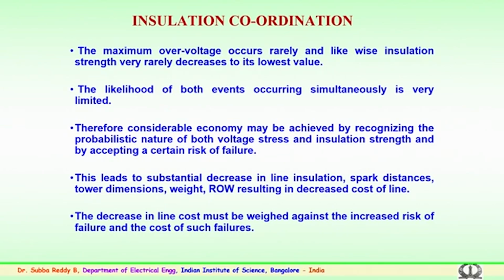So, this leads to a substantial decrease in the line insulation if you properly design and take care of the parameters, particularly the spark distances, the dimensions of the tower, and the weight of the entire insulator string consisting of the conductors, accessories, corona control links and so on. Then the clearances of the right of way, resulting in a decreased cost of the line. So, proper coordination, proper planning and proper insulation design will help decrease the cost of the line.